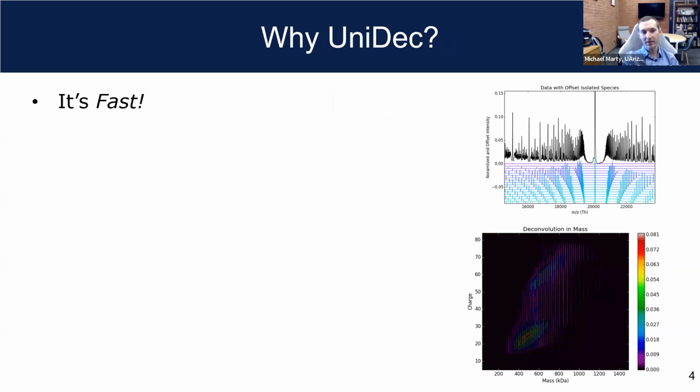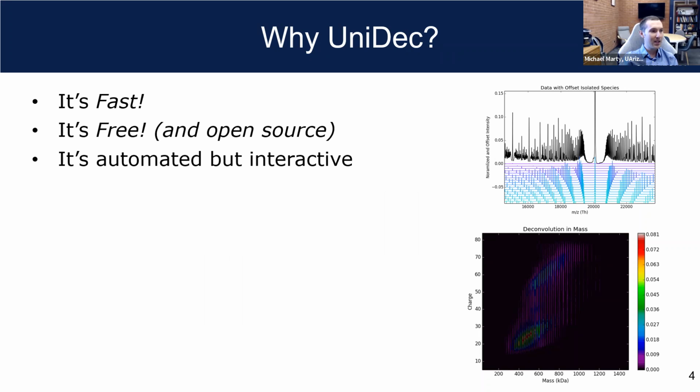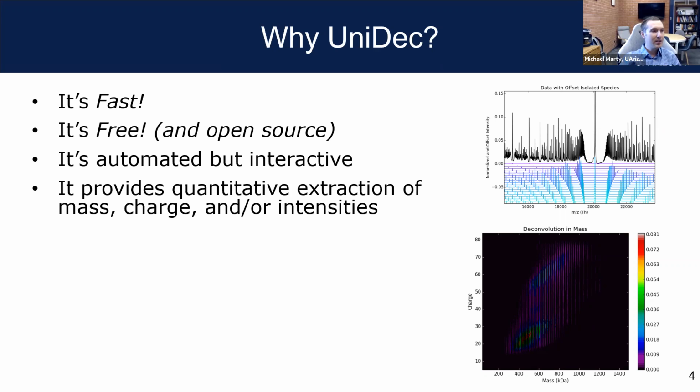That's where we developed UniDec, as a way to solve this problem of having multiple charge and mass states all overlapping. The advantages of UniDec are that it's fast, it's free, and it's open source. It's now up on PyPI, so you can just pip install UniDec and get it on your computer. It's automated but also interactive. We have a GUI so you can play with it and interact with your data. As much as we would love to have it fully automated, there's still a lot of room for users coming in and manually helping to interpret, especially as the data gets more complex.